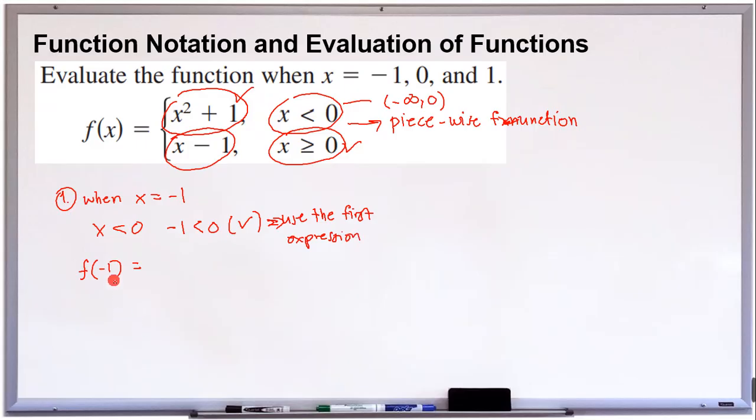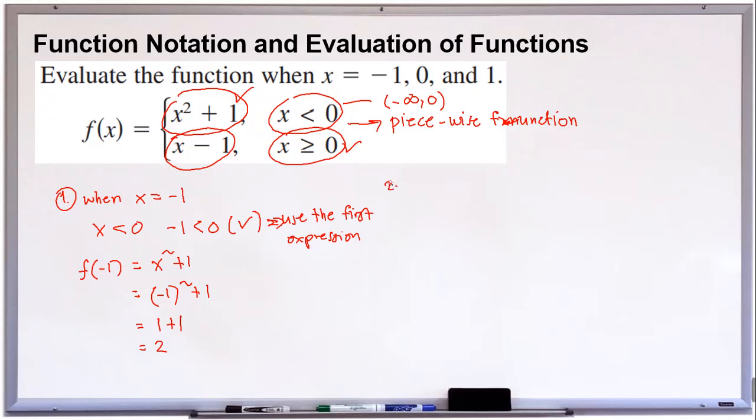So f of -1 is equal to x squared plus 1. Okay, I forgot to substitute, so I'm going to substitute it right here. So (-1) squared plus 1, so it will become positive, so that's 1 plus 1, which is equal to 2. Therefore, at x equals -1, the corresponding y value is equal to 2.